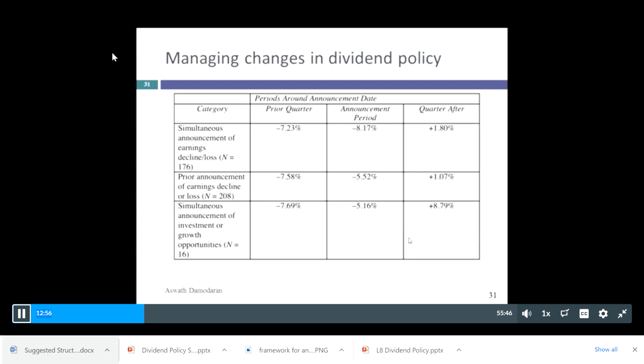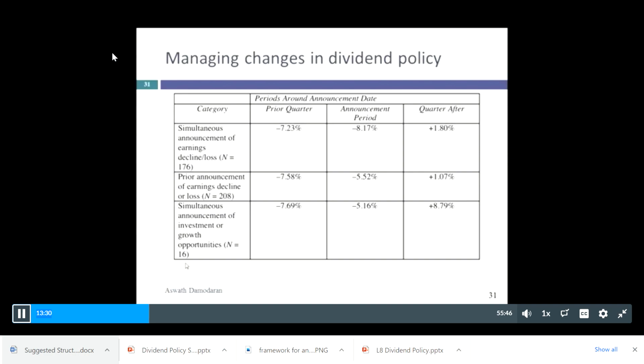So we see this here. This is empirical evidence: 176 firms where a firm announced a dividend decrease at the same time that they announced a decrease in earnings. Another 208 firms in which firms announced a dividend decrease sometime after they had announced an earnings loss or a decline in earnings.